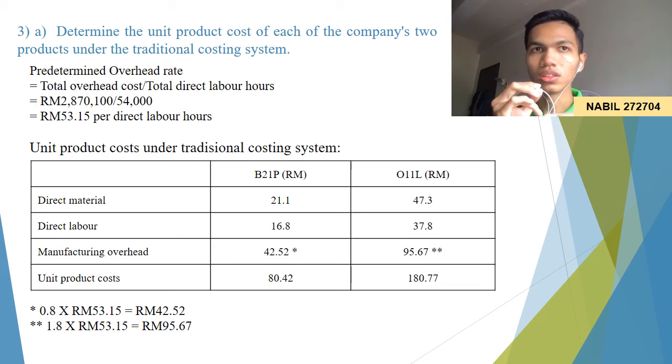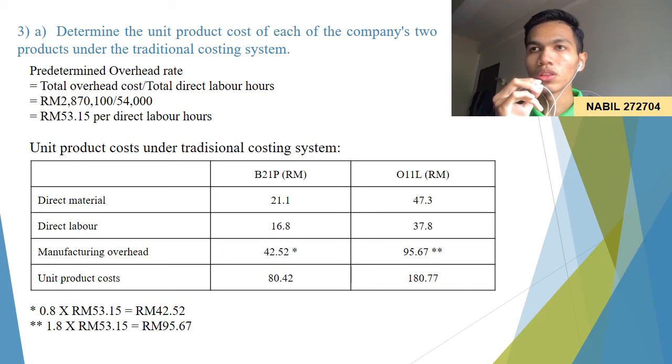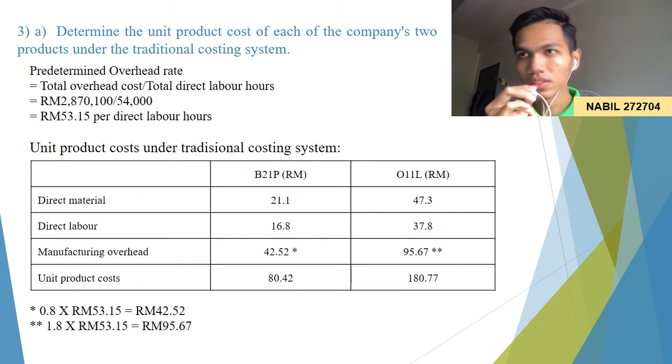We do the box. In that box, it has the direct material, direct labor, manufacturing overhead, and unit product cost, with the two products. Okay, the direct material for the B21P is RM21.10, and for the O11L it is RM47.30. Direct labor hour is RM16.80.